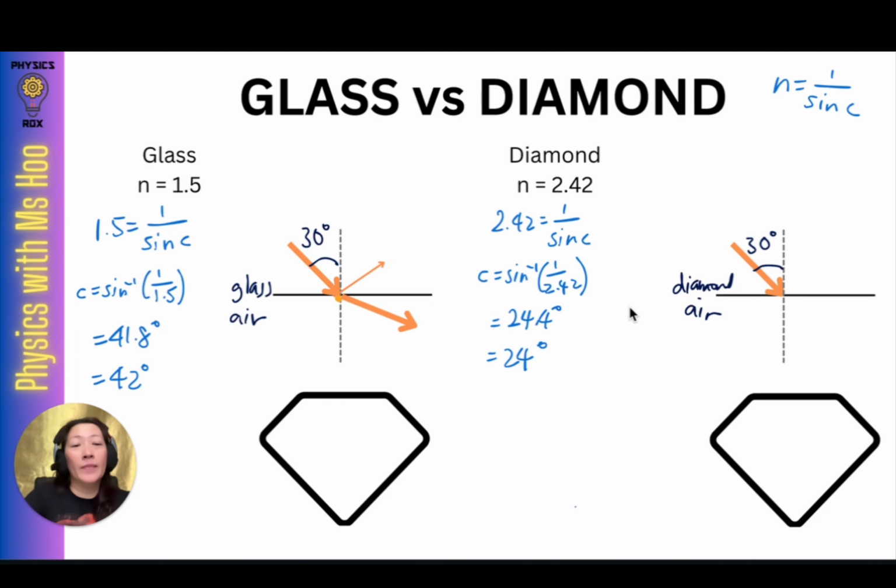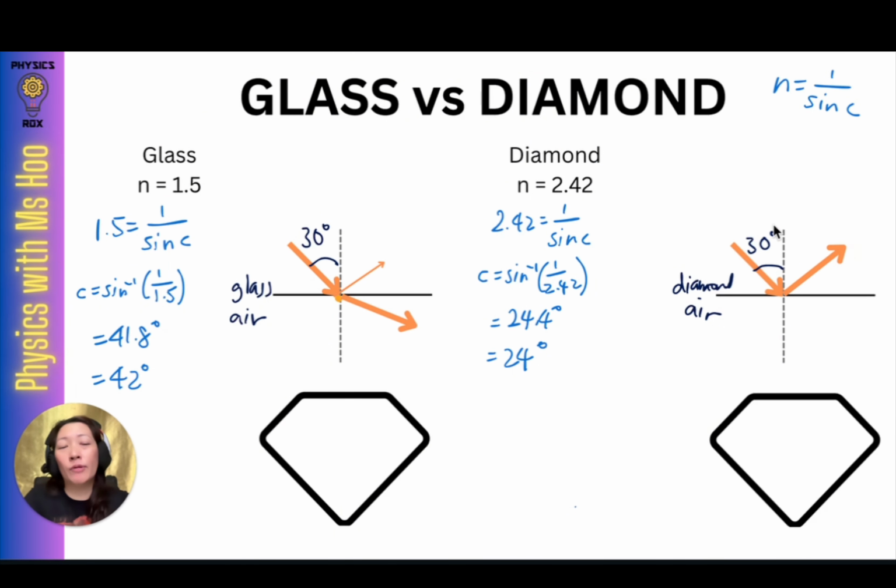Second condition, light is traveling from higher to lower optical density, diamond to air. That means that in this case, light will not refract out into air. It will undergo total internal reflection. So what this comparison proves to us is that the higher the refractive index, the lower the critical angle, and therefore the easier it is for light to undergo total internal reflection.